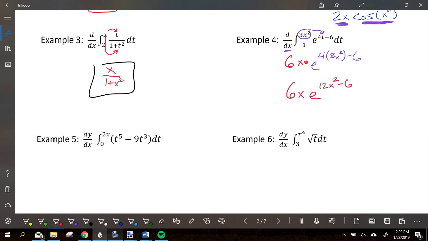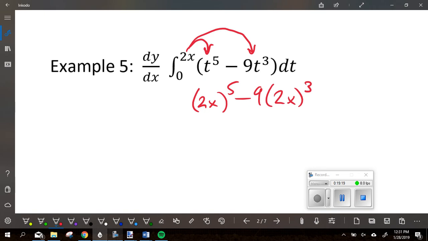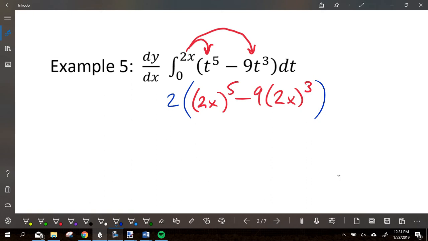Try example 5 and 6 on your own. On example 5, x is in my upper bound and a number's in my lower bound, so I'm good with this. I can plug in 2x for both t's in this problem. So it became 2x to the 5th minus 9 times 2x to the 3rd. That is not it, though. What else do I need to do? Multiply all of it by 2. It's got to be in parentheses. If you didn't use parentheses, you didn't multiply the whole thing by 2. It's all got to be multiplied by 2 because the derivative of my upper bound is 2. Once I've done that, I can evaluate it.